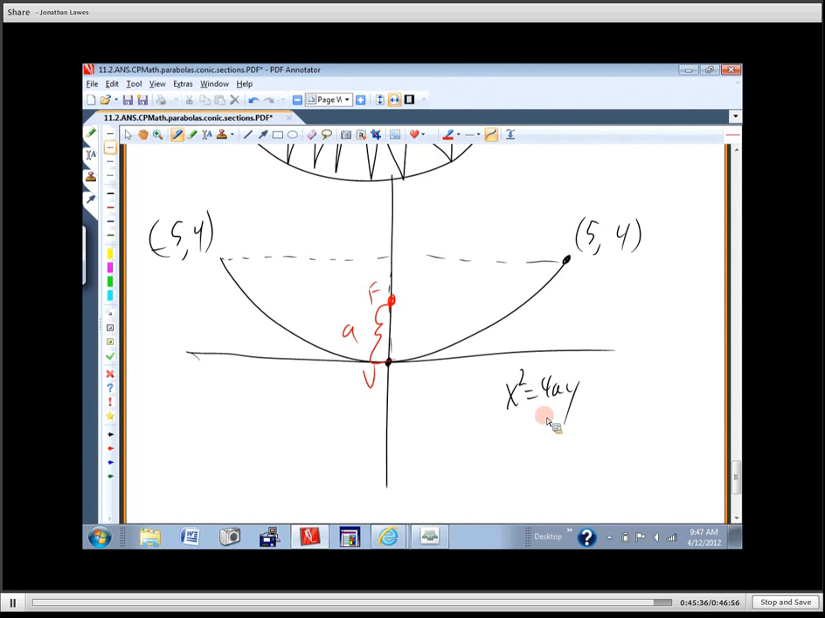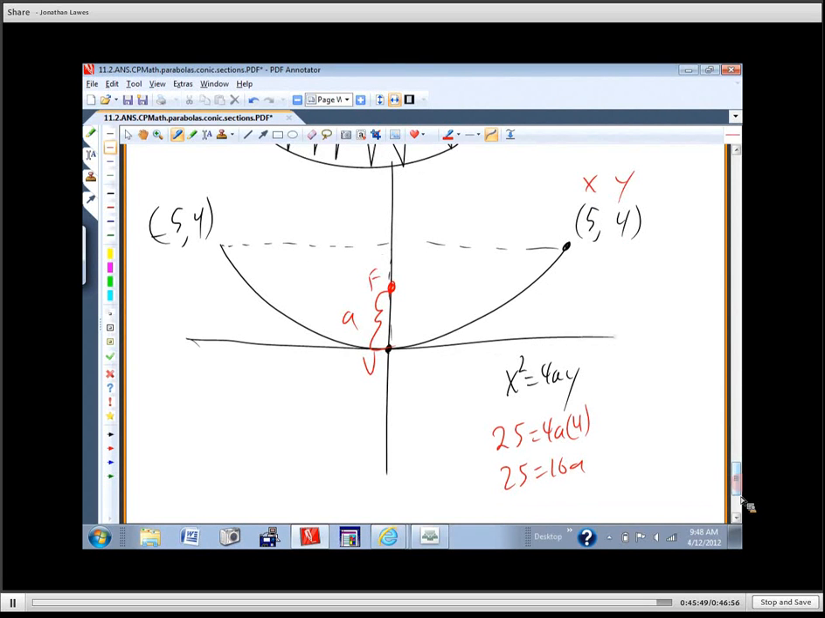But can you take these points and plug them in and find what a would have to be? Yes. So here's an x, here's a y. Plug it in. 25 equals 4a times 4. 25 equals 16a. What's your answer to that? 25/16. That's going to be 1 9/16.